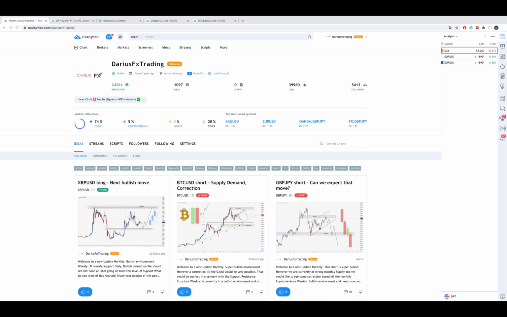My name is Darius and I would like to show you a pretty nice setup for the EURUSD. I'm going to make a full breakdown analysis for this one, sharing with you my thoughts, and as you all know, I'm a supply demand trader.